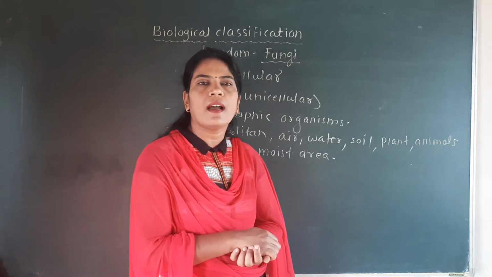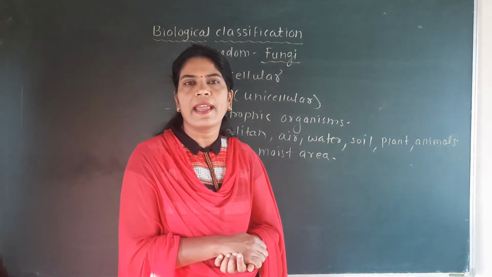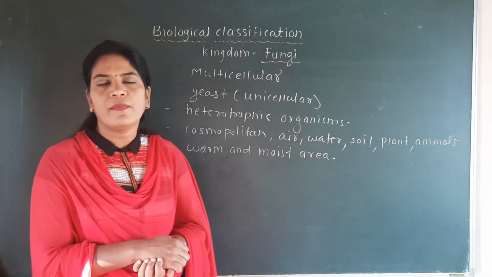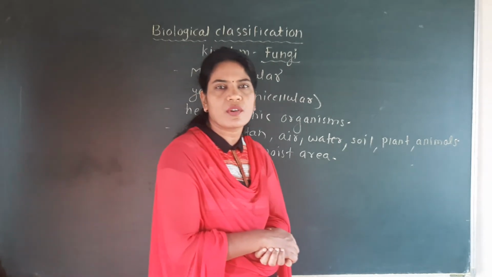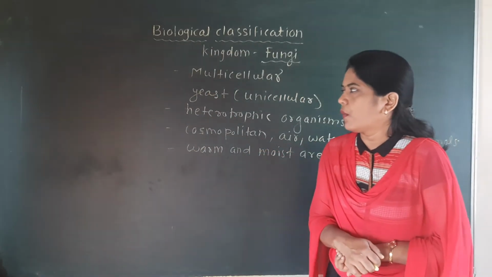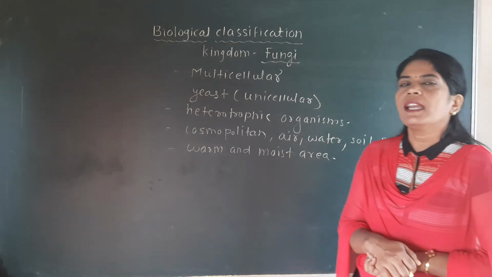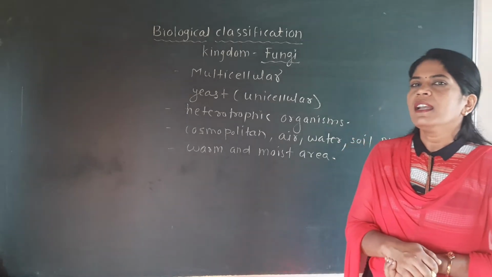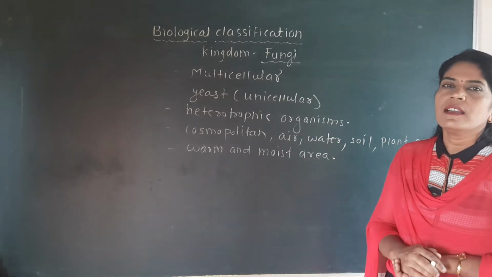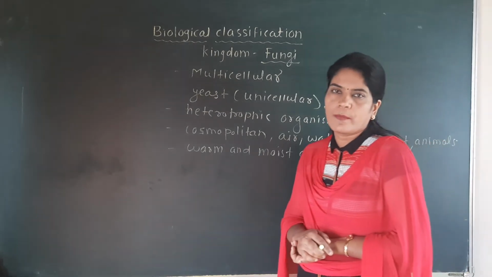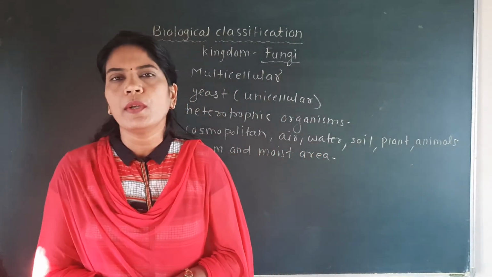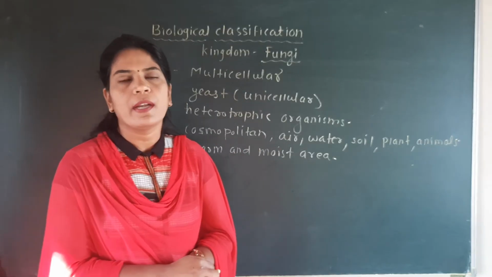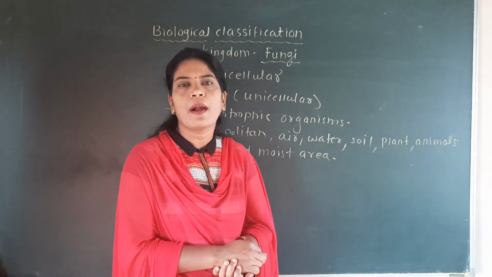OK, so all these are about the introductory part of fungi. The important thing from this part is that yeast is an example of a fungus which is an exception to the multicellular structure of fungi, because it is unicellular. Second, all fungi are exclusively heterotrophic. They depend on other organisms for their food requirement. The best place for the growth of fungi is a moist and warm area, and they have a cosmopolitan distribution, found all over the world at every place, in every habitat. OK, so this is the introductory part of fungi.